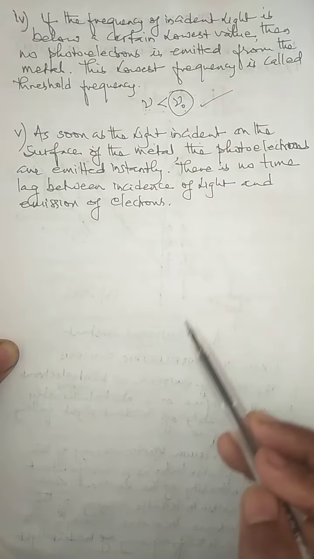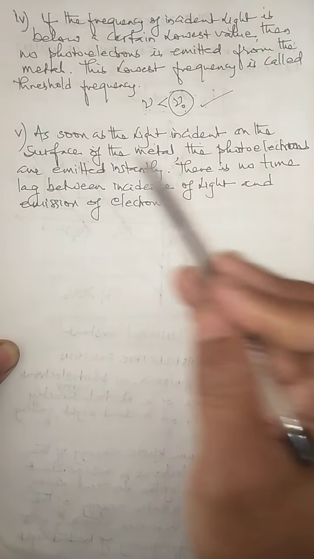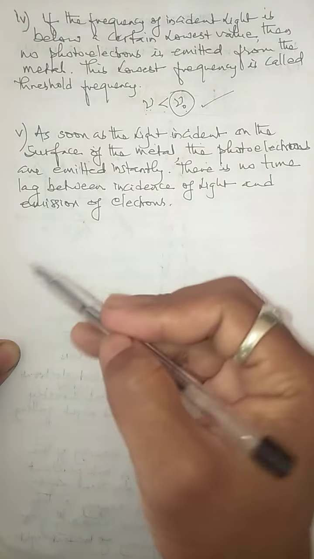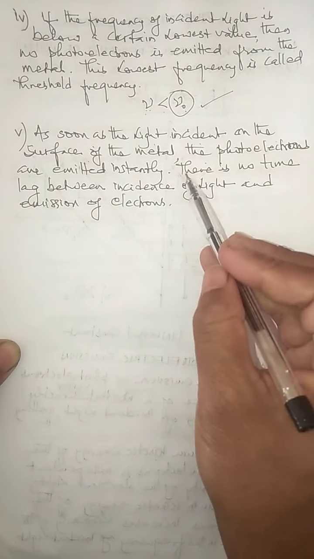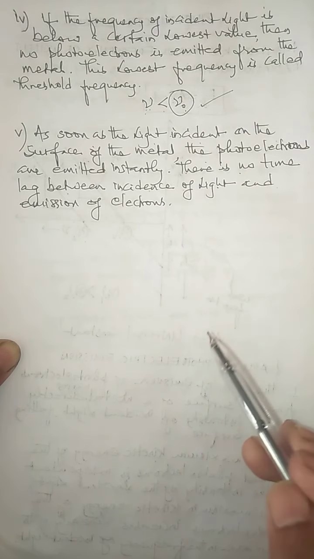Now children, we have the last law, law number 5, and this law says that as soon as light of frequency more than the threshold frequency is incident on the surface of the metal, a photoelectron is emitted instantly. Means there is no time lag between the emission of photoelectrons and the light incident on the surface. As soon as the light falls on the surface of the metal, the photoelectrons start emitting from the metal plate immediately, so there is no time lag between incidence of light and the emission of photoelectrons. This point is also very important that you need to understand.